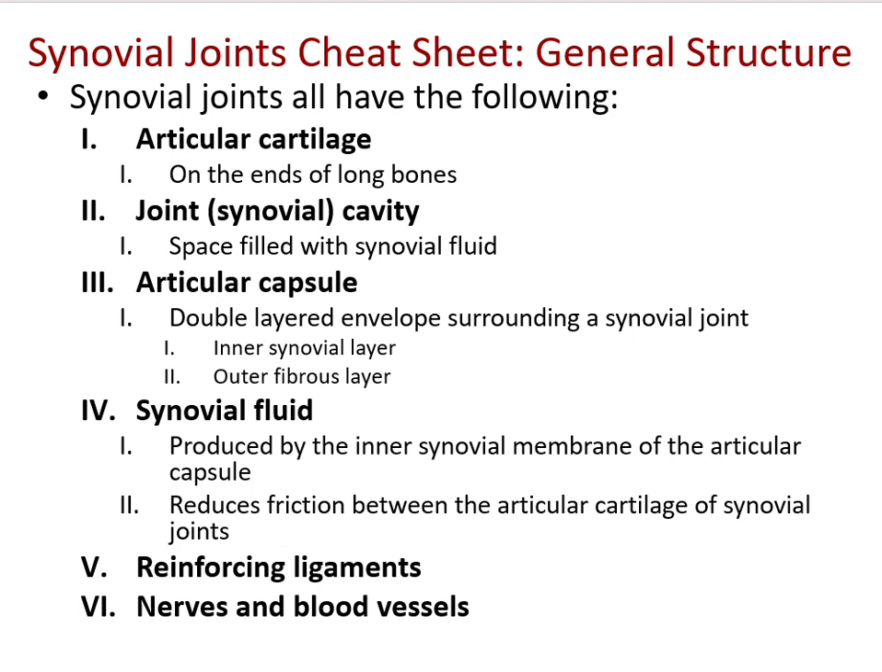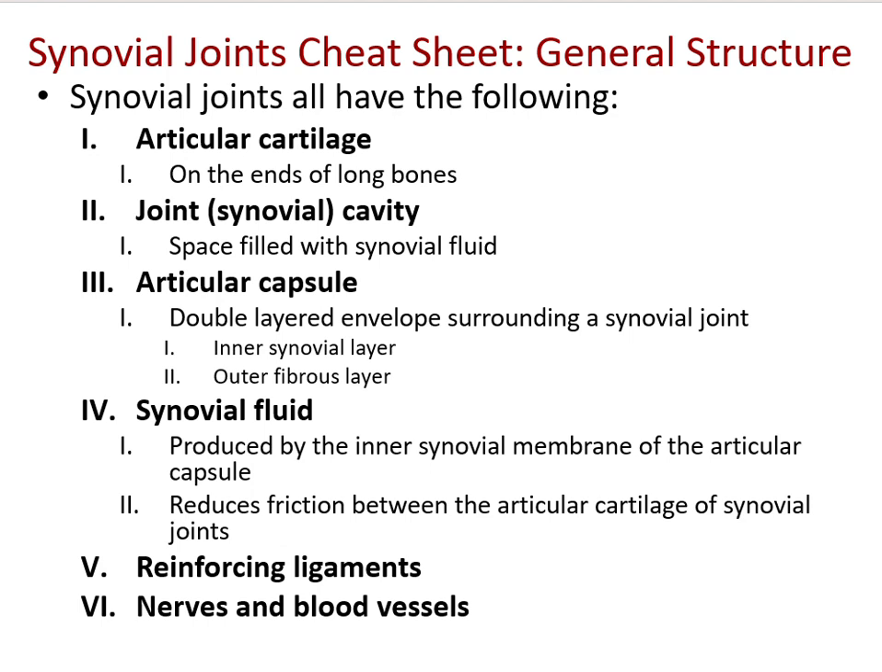They have articular cartilage, or hyaline cartilage, on the ends of long bones. They have a space filled with synovial fluid, and that synovial fluid is actually produced by an inner synovial membrane, and that's there just to reduce friction between the articulating bone ends.